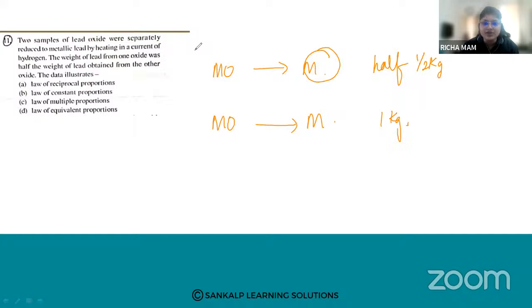Vamshi Krishna has answered as C. Neeraj has answered it as A. Madan has answered it as C. So the answer is C.